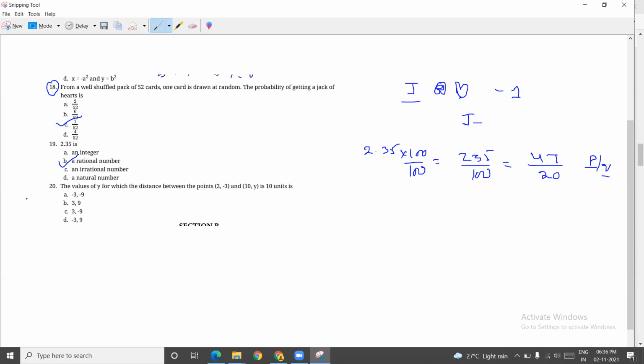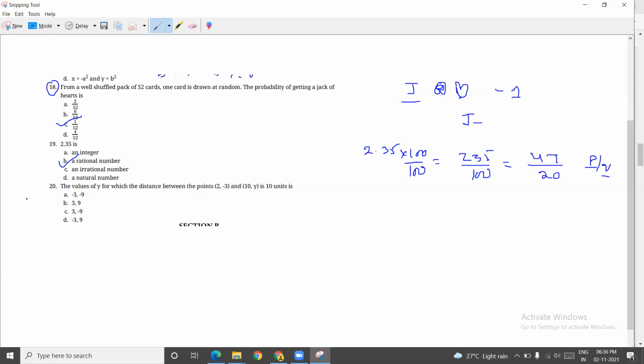What is the answer for the 20th question? The values of y for which the distance between the points is 10 units. Distance between them should be 10 units. You can use the distance formula: (2 minus 10) whole square plus (minus 3 minus y) whole square. 2 minus 10 is 8, square is 64. So it should be 100. For what values are you getting 100? If I am taking 3 comma minus 9, I am getting 100, because 2 minus 10 is 8 and the other thing should be 6.